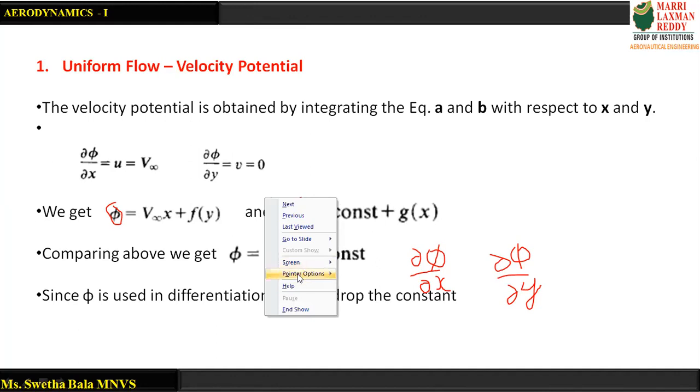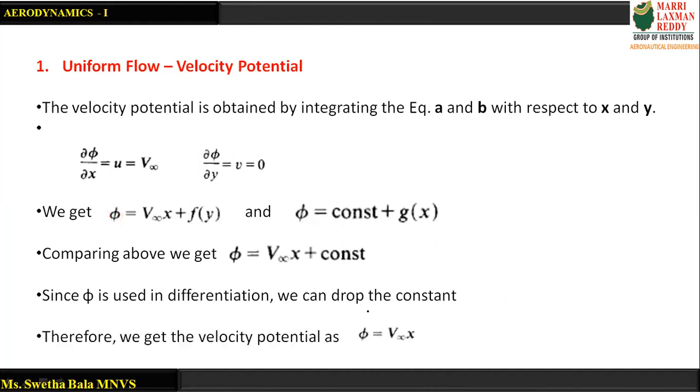It doesn't make any difference. So what is happening now? We are getting phi equal to v infinity into x. So this is your equation for velocity potential. Please make a note of it.